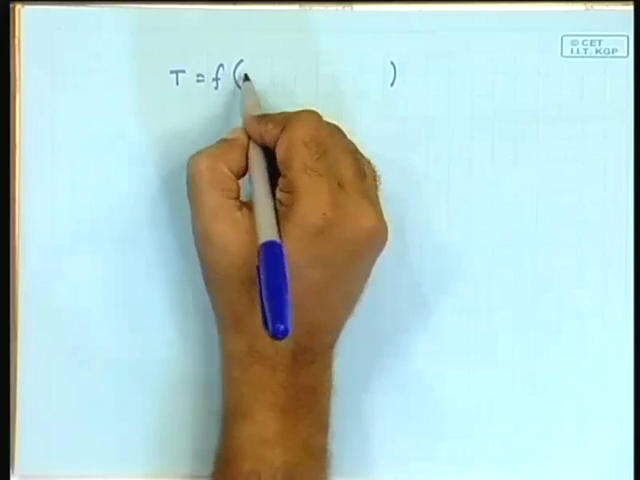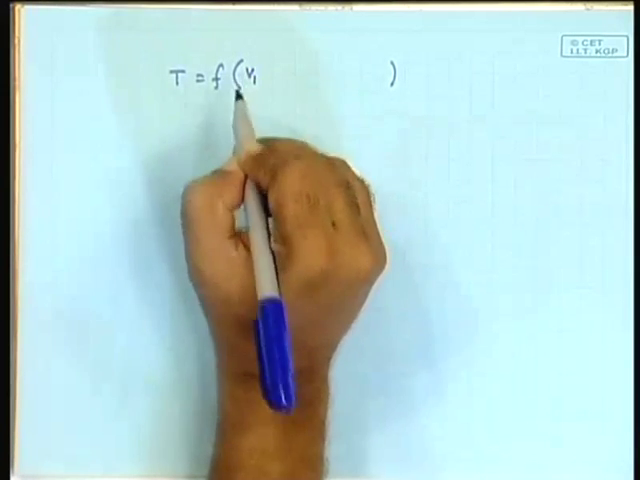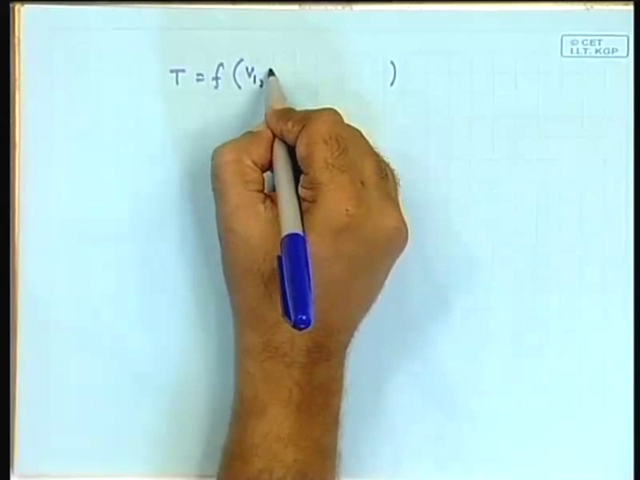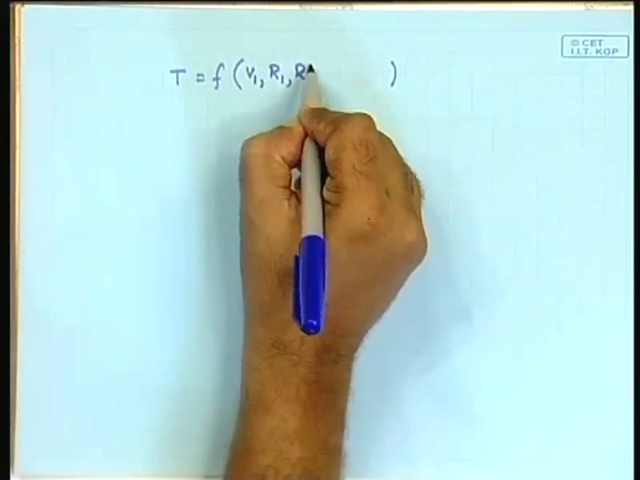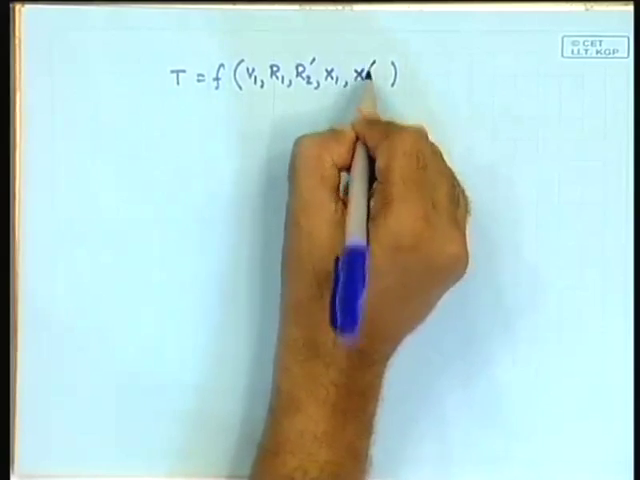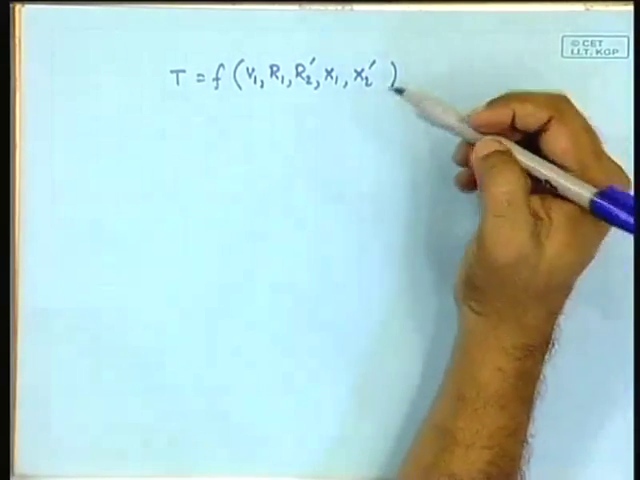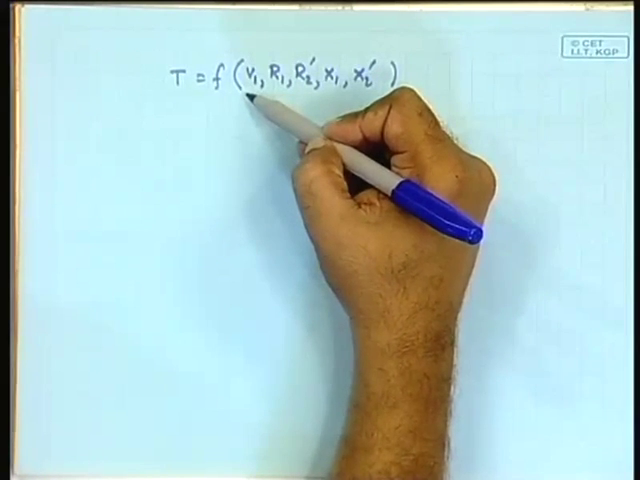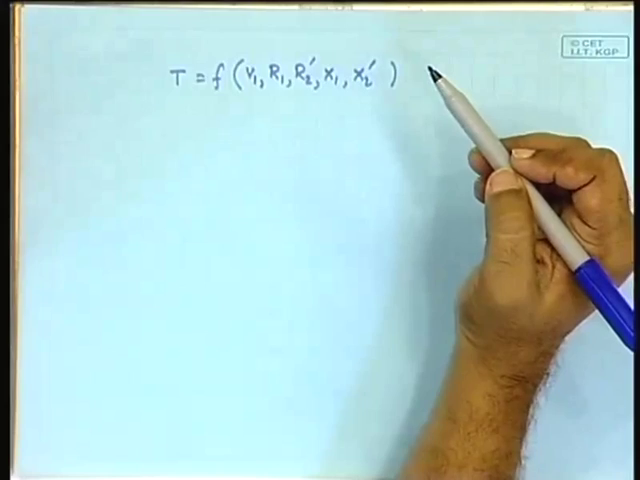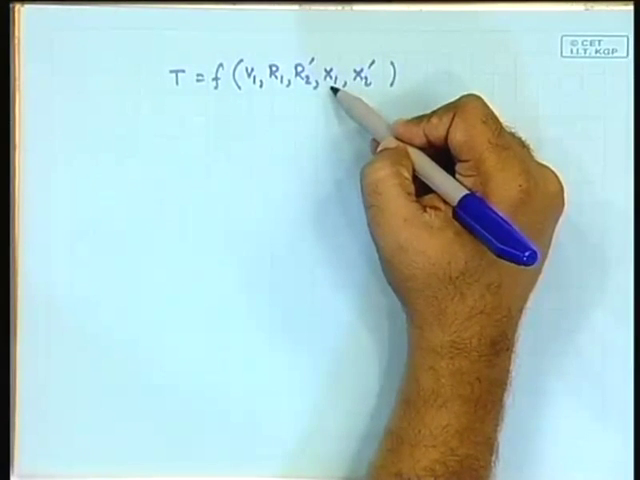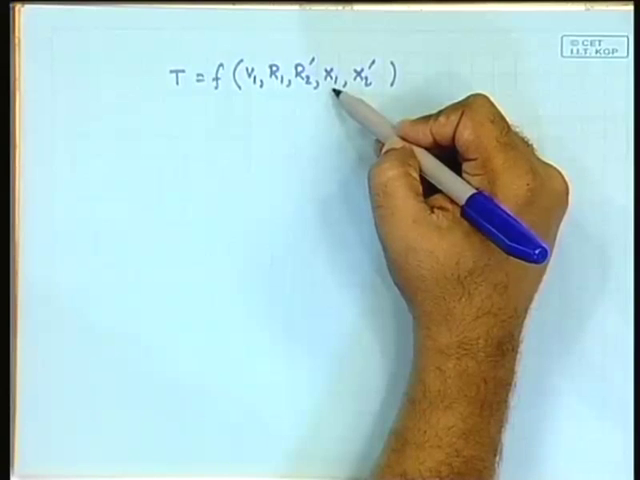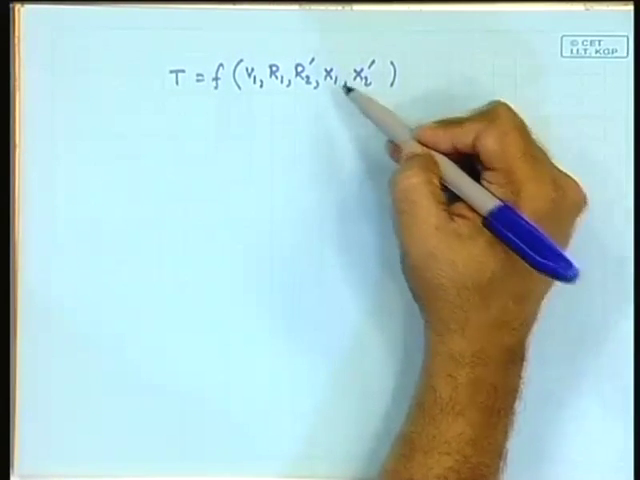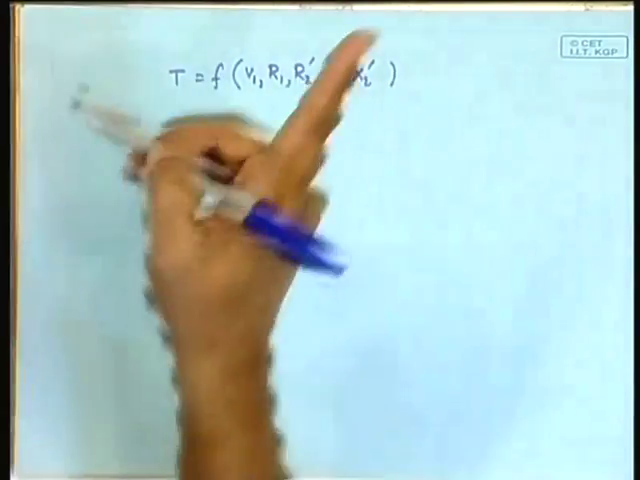What will it be dependent on? It will be dependent on say V 1, it will be dependent on R 1, R 2 prime, X 1, X 2 prime and all that. Out of all these, V 1 is a variable quantity, right? V 1 is the input voltage, it could go up and down, it could vary. X 1 is the leakage inductance of the stator side, which is not likely to vary. X 2 prime is the leakage inductance of the rotor side, that is also not likely to vary. R 1 is the resistance of the stator winding, that is also not likely to vary.